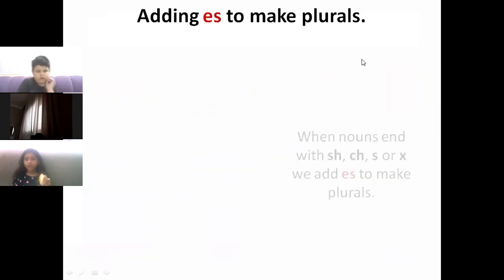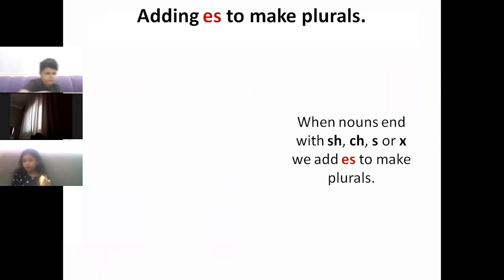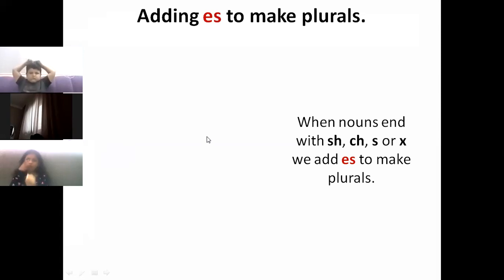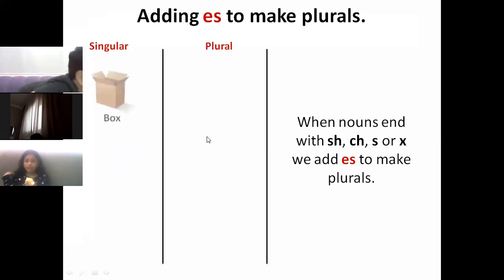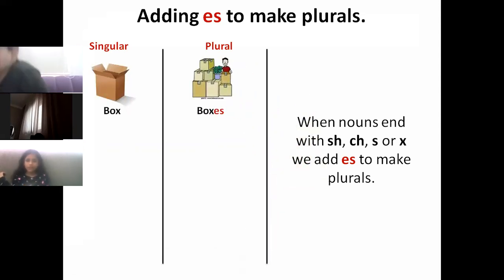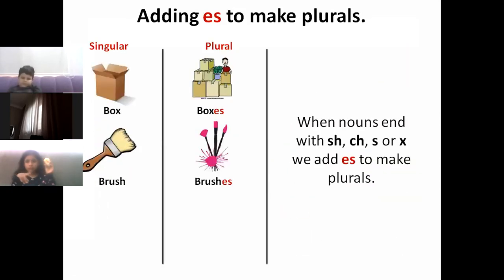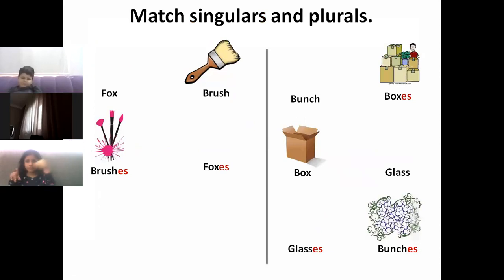Okay, but if we have sh, ch, s or x at the end of the word, we're going to add es. Do you remember grade one? We took it before. Box will be boxes, because if we put x and s, we cannot spell it, right? So we will add E and S. Box will be boxes. Brush, brushes. Now look here, fox.